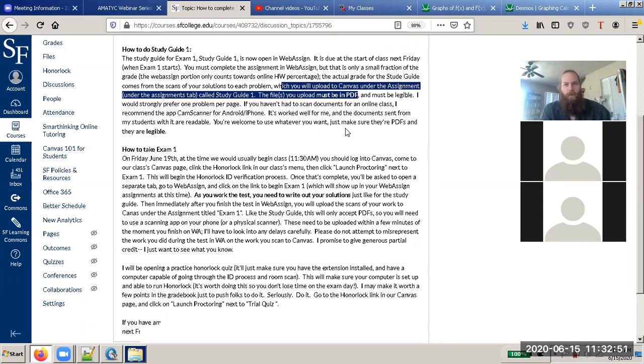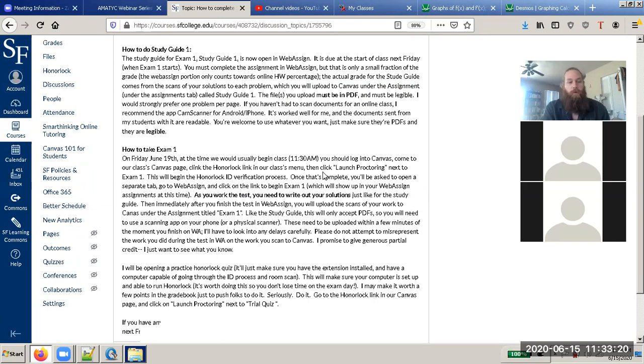So I recommend the app CamScanner. That's worked great for me, but apparently the Notes app on iPhones is decent at this. Just make sure you have some app, and you can look in your app store for scanner apps. There's lots of free ones. Play around with them until you find one that is producing good quality PDFs that you can read. So you'll upload those to Canvas, and that is where your actual study guide score in the gradebook is going to come from. So the online portion, putting the correct answers into WebAssign, is not the study guide grade. That just counts towards the online homework. The actual study guide grade comes from the solutions that you upload.